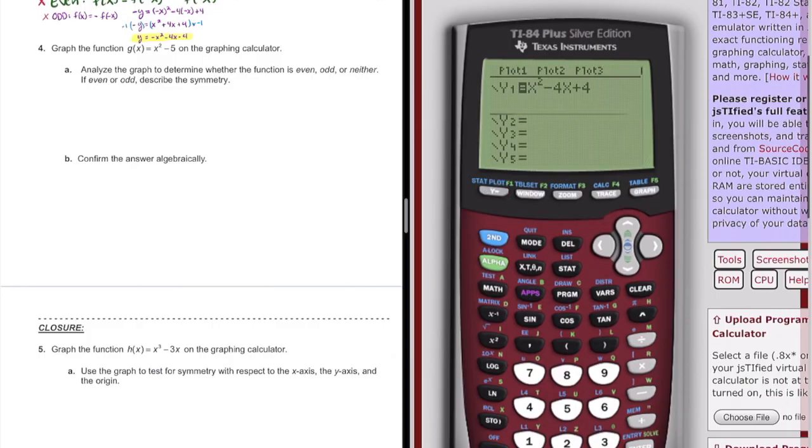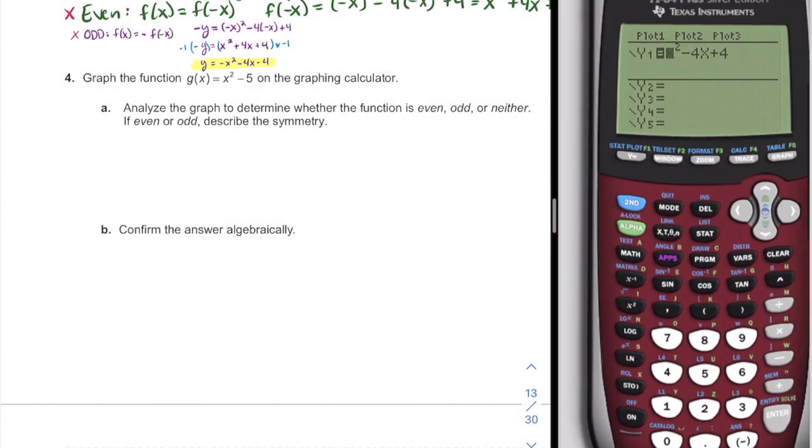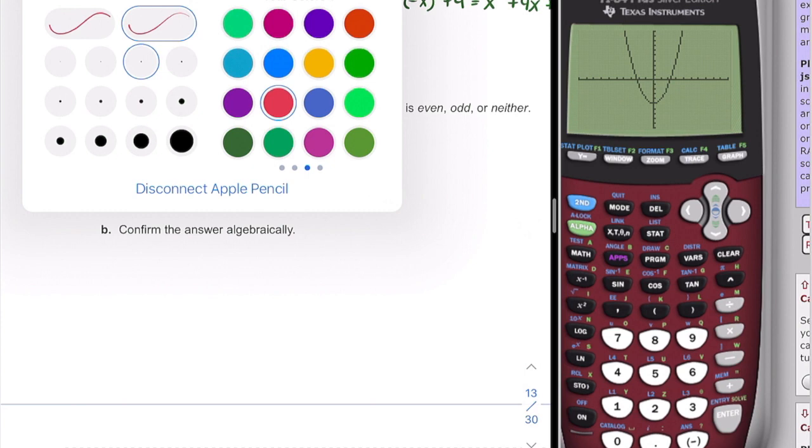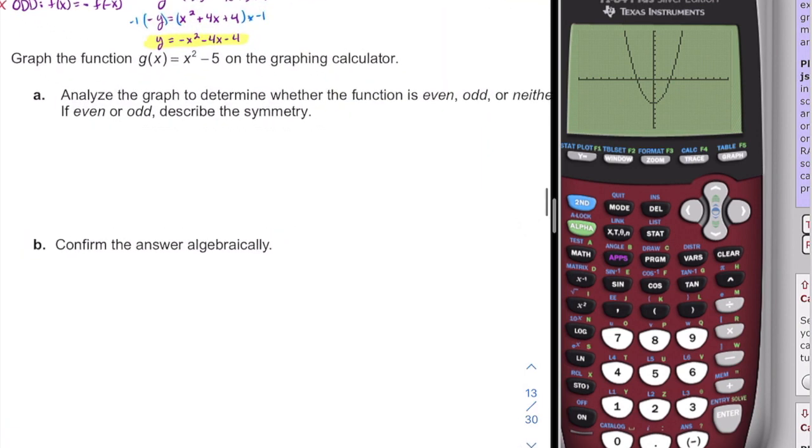Let's go back into y equals. You can use Desmos. I'm just trying to get us comfortable with the graphing calculator. And I already have an x squared, so I'm going to delete some of these. And we have x squared minus 5. Look at that. What do we think? I would say that this looks symmetrical about the y-axis, which means that this is going to be an even function.